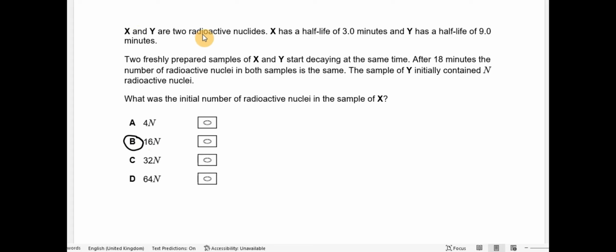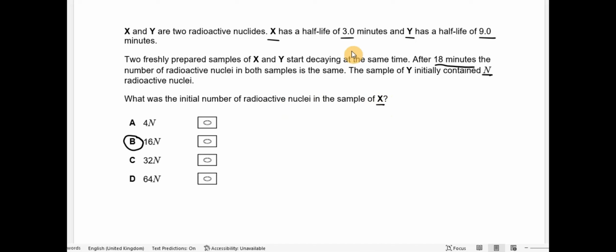So X and Y are two radioactive nuclides. X has a half-life of 3 minutes, and Y has a half-life of 9 minutes. Two freshly prepared samples of X and Y start decaying at the same time. After 18 minutes, the number of radioactive nuclei in both samples is the same. The sample of Y initially contained N radioactive nuclei. What was the initial number of radioactive nuclei in sample X?